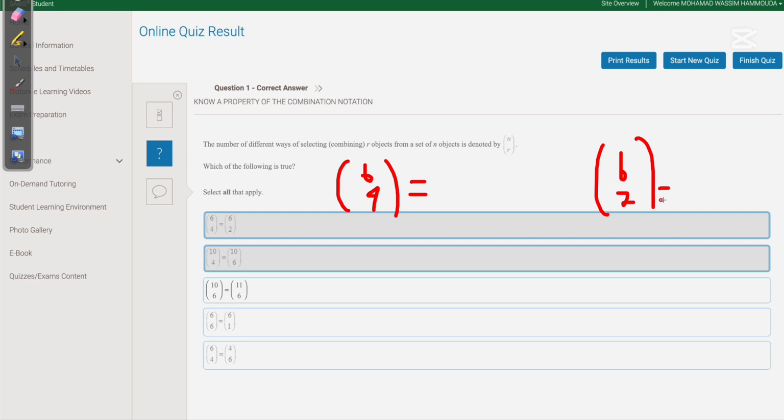On the calculator, to get 6C4, you do 6 shift divide 4. To get the C, you do shift and then divide. 6C4 will give us 15, while 6C2 will also give us 15.